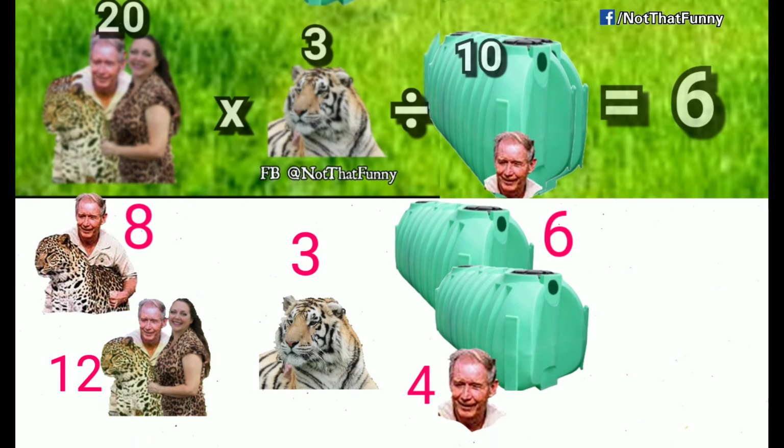If you look closely enough, you can see that there are 2 Don Lewises, 2 leopards, and only 1 Carole Baskin. In the center, you've got 1 tiger. Far right, you have 2 septic tanks and 1 Don Lewis. Now that we have that, we can follow the power of operations, which would be 20 times 3 will give you 60. 60 divided by 10 equals 6. Therefore, we have proof that Don Lewis was buried 6 feet under the septic tank.